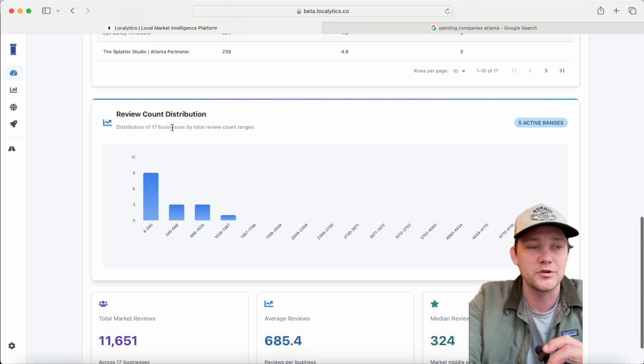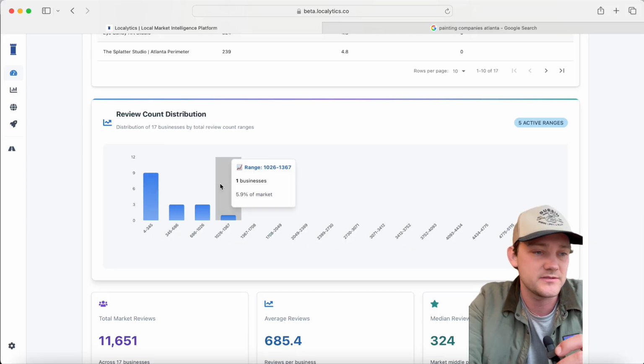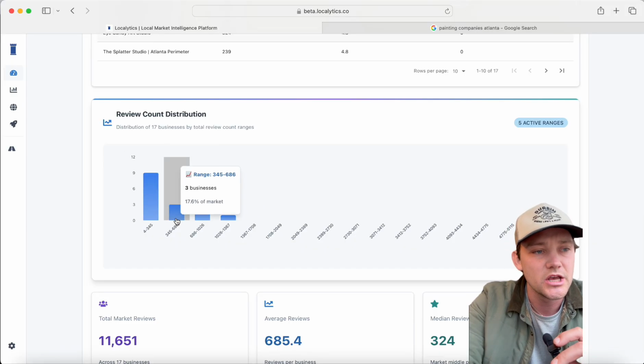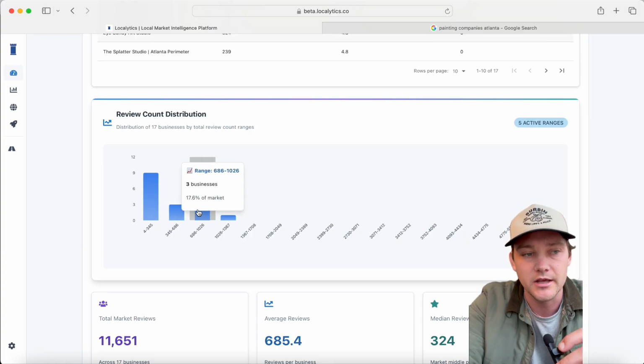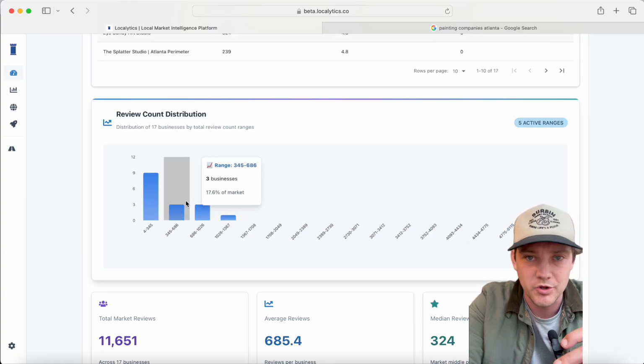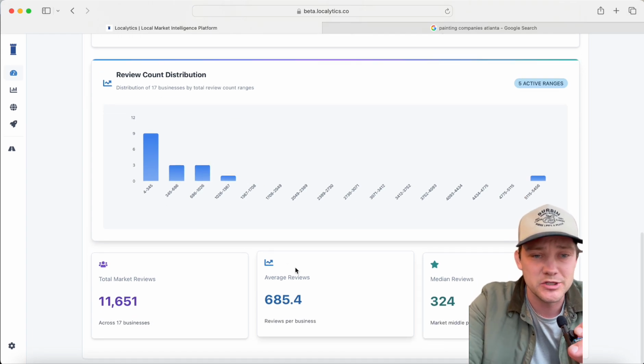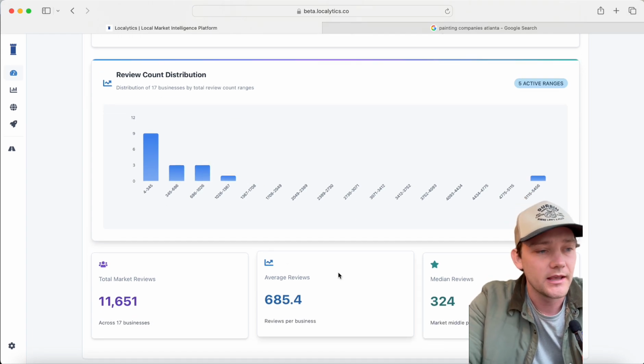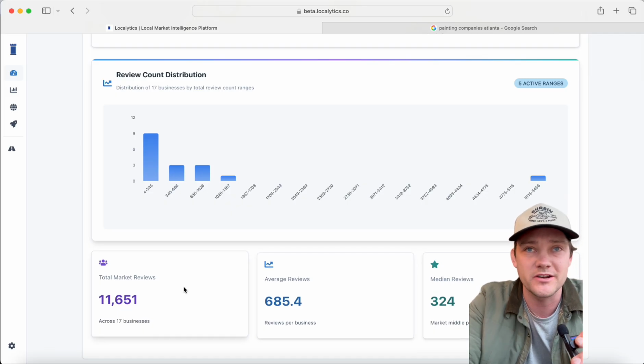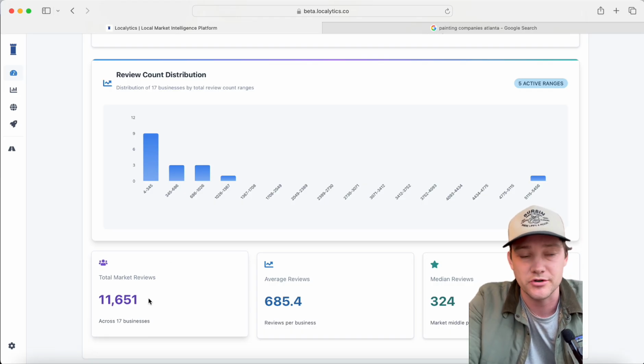Here's the review count distribution. So you can see, if say you have 350 reviews, how many other businesses are in your corner of the market with your review total. You can scroll down further. You can see the average number of total reviews that each business has, and then the median. And then you can also see, of all the reviews that have been left for a painting company in Atlanta, what is the total number? And that's this number right here, 11,651.